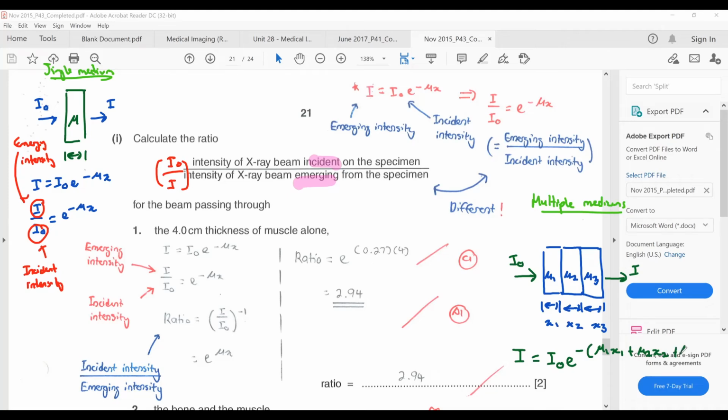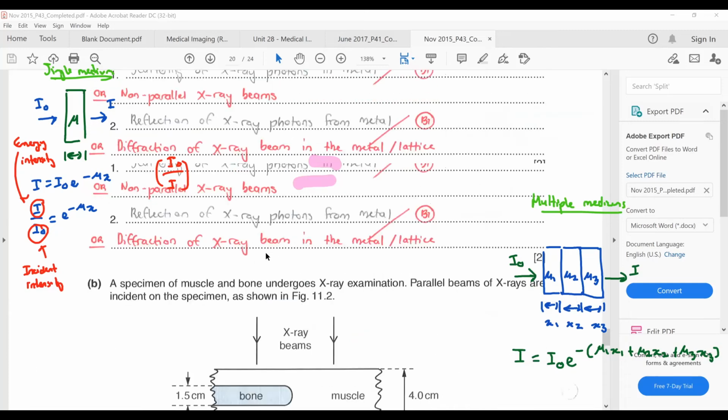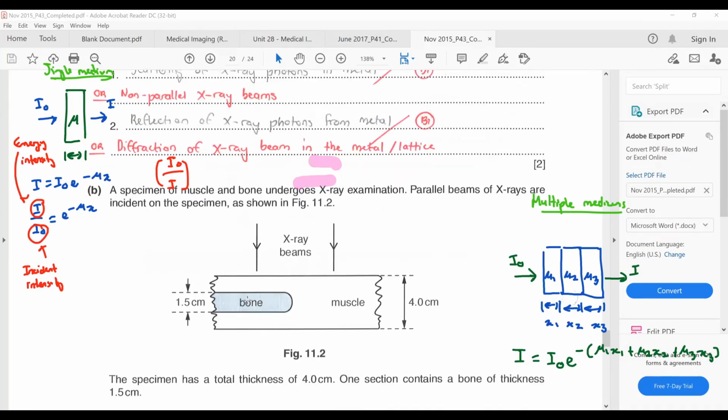Okay, plus mu3 x3. So it's the same form, just that you need to add the mu x together. Then you can just apply this for your bone and muscle now. Your bone and muscle is this one. You see that your bone and muscle actually has kind of like 3 mediums. This one is medium 1, this one is medium 2, this one is medium 3.